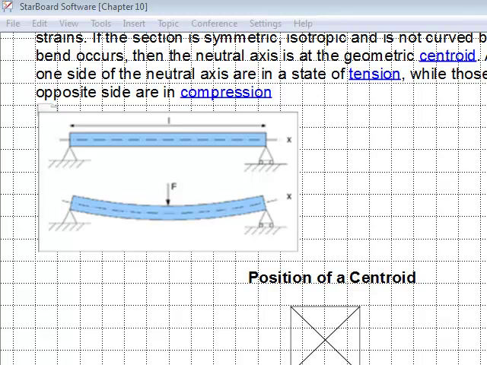You've got a rectangle, you've got the base and the depth, so you would find it by dividing by 2 each way. You've got a circle, where you would divide the diameter by 2, and you've got a triangle, which would be the depth divided by 3, and this for each one of those. Okay.